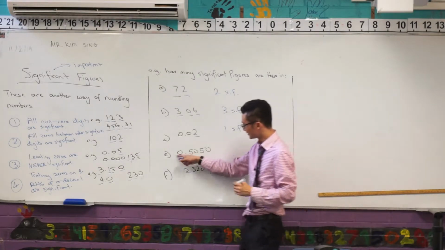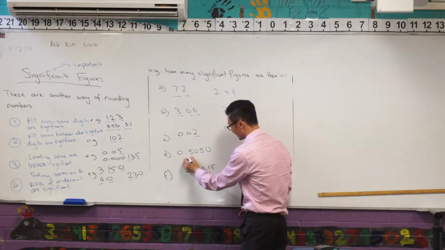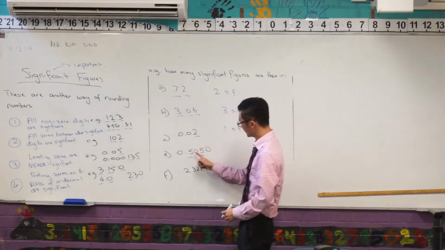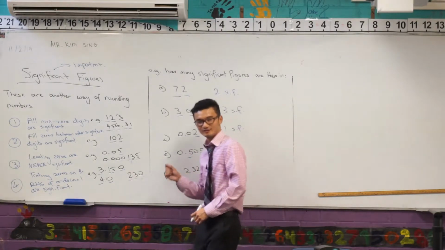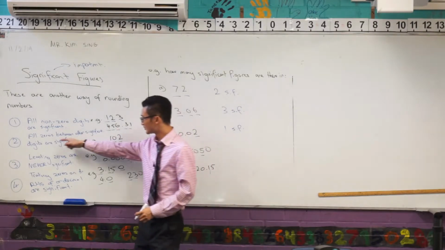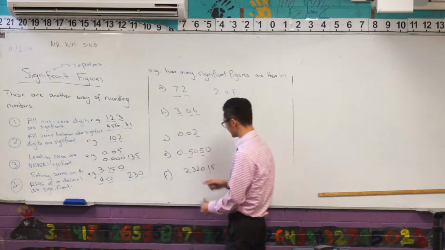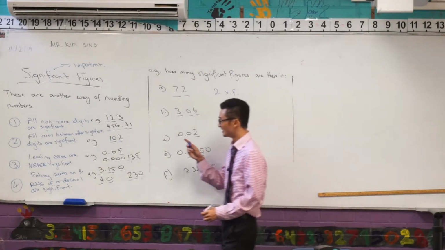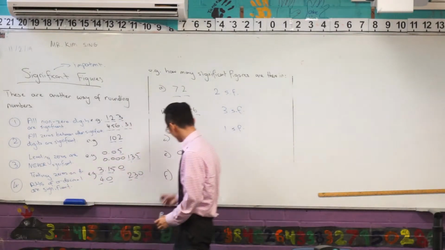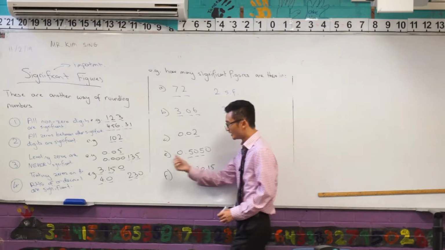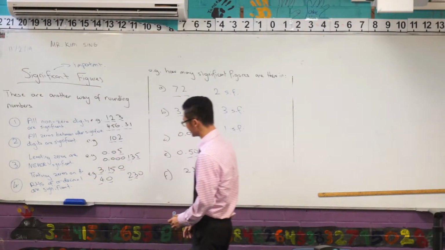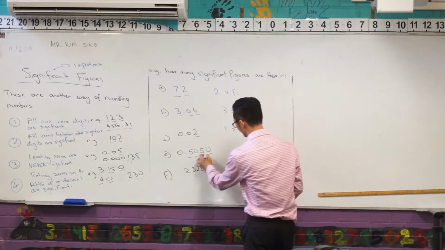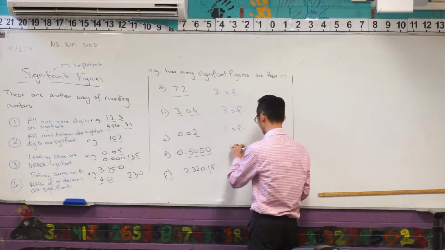E, same thing. I know that that's not significant. These 5s I do know are. What about this 0? Well, this 0 is in between other significant digits, so that one is. And this here 0 is a trailing 0, right? Because it's a trailing 0, it's at the end of the number, and it's also on the right-hand side of a decimal, so that is significant. All right, so there's 4 significant figures there.